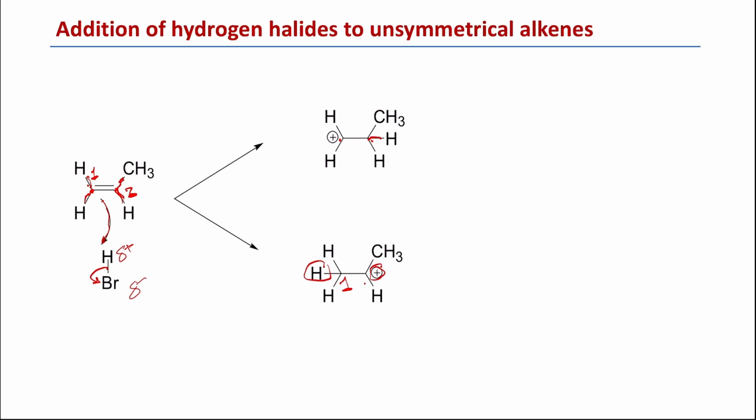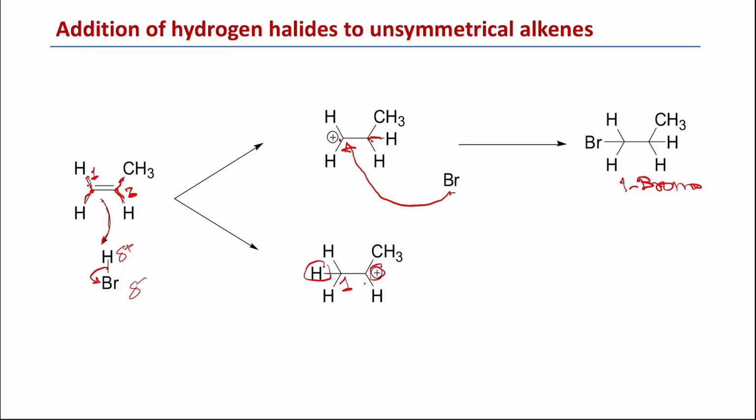These two are different and they will give us different products, because in the second step, for the first one, the bromide is going to attack carbon number 1, and the final product is going to be 1-bromopropane. In the second case, the bromide is going to attack carbon number 2, and then you're going to end up with 2-bromopropane.